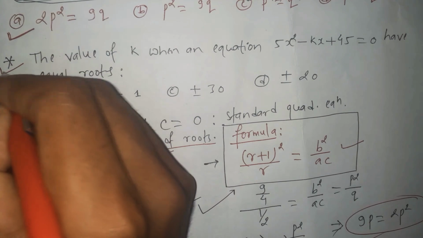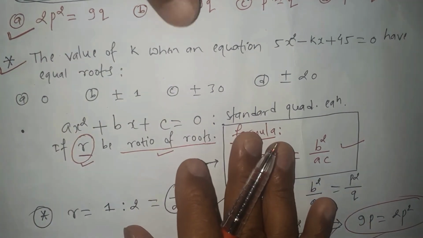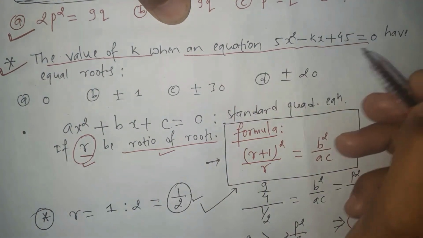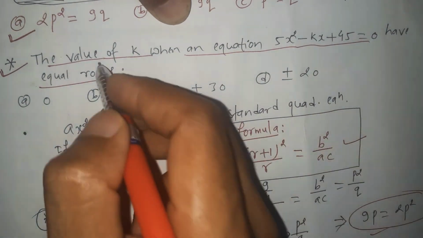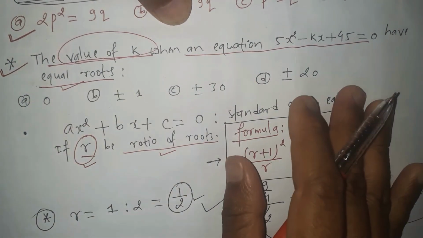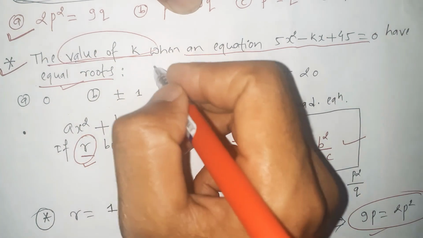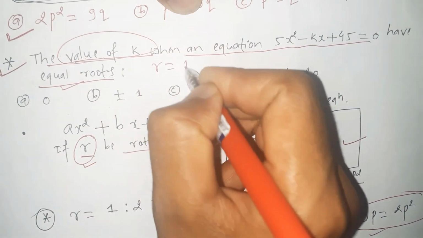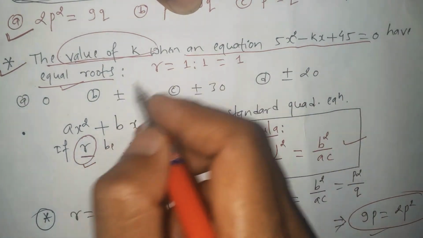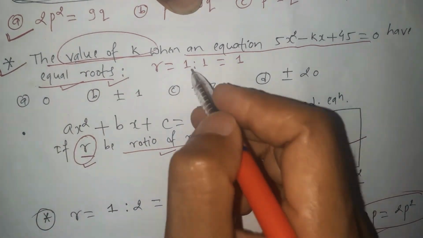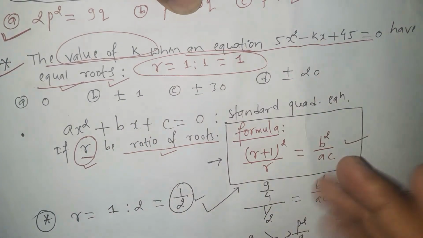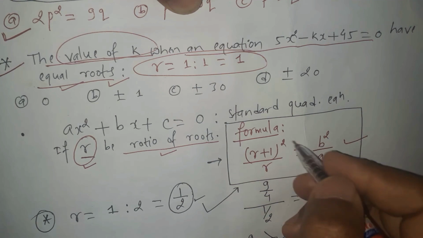Let's solve this second question by using the same concept. Here we have to find the value of k in the equation such that it has equal roots, and the condition is both the roots are equal. If both the roots are equal, then the ratio will be 1:1, so the value of r will be just 1. Let's plug in this formula.